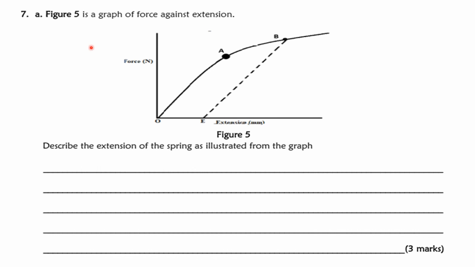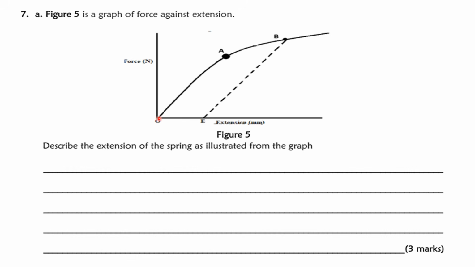Question number 7. The figure below is a graph of force against extension. So we have force along the y-axis and extension along the x-axis. Describe the extension of the spring as illustrated. What's happening to the extension of the spring as illustrated by the graph? So you need to know what these things are.